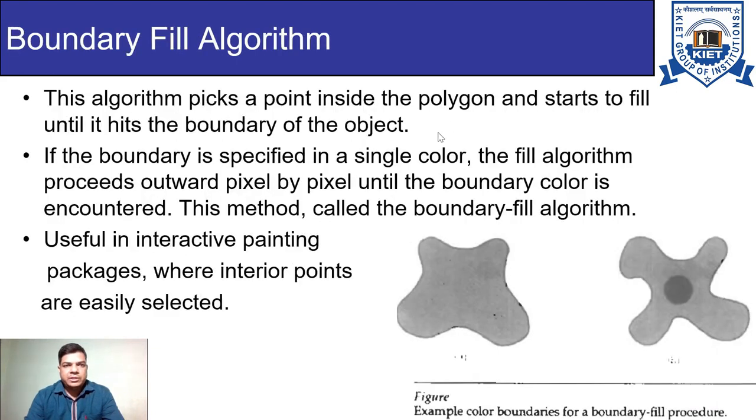Now the next algorithm is the boundary fill algorithm. Before applying the boundary fill algorithm, we should keep one thing in mind: the boundary of the object should be of the same color. If the boundary of the object has different colors, then we cannot apply the boundary fill algorithm. So in the boundary fill algorithm, the boundary of the entire object has a single color.